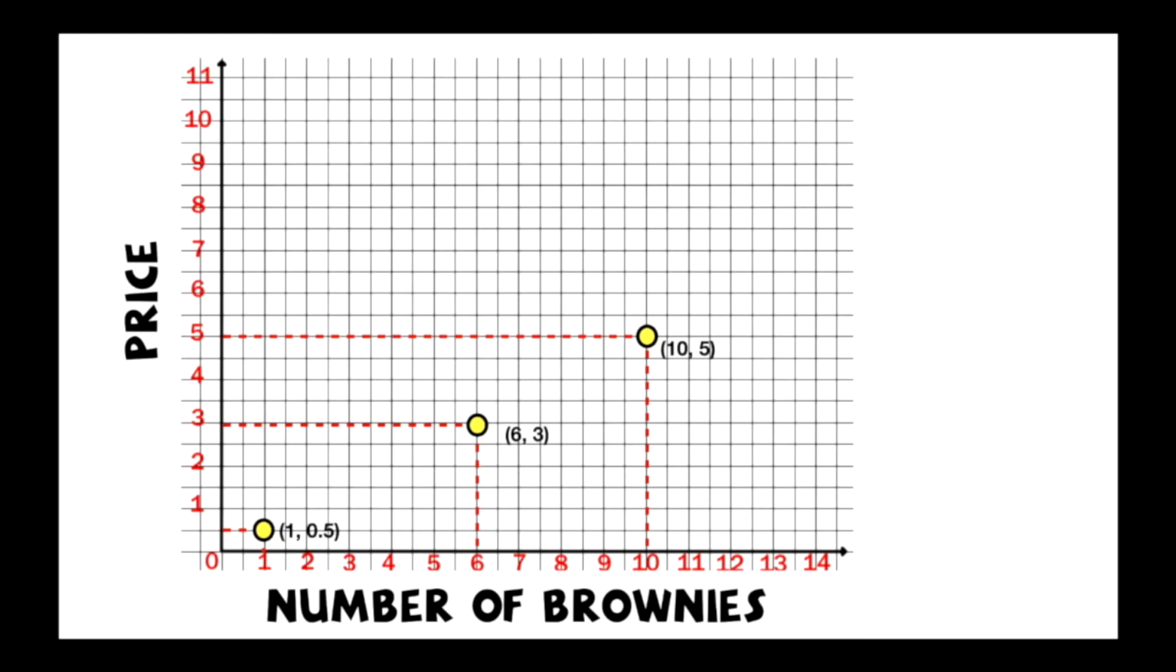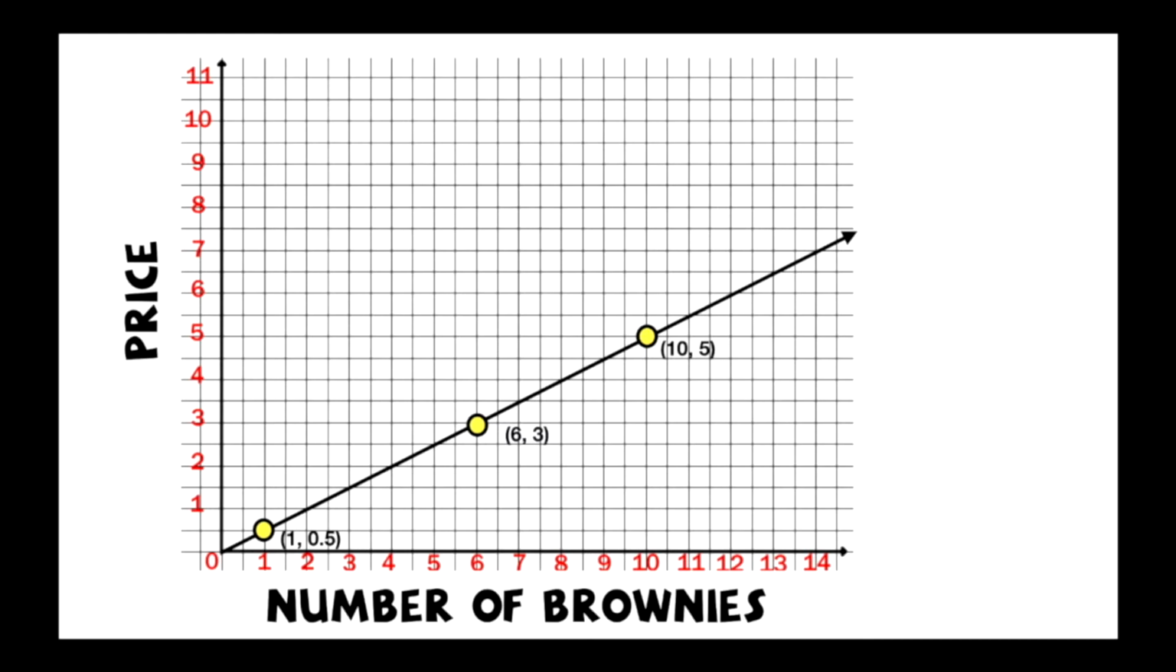I have (1.5), (6, 3), and (10, 5). They all show the ratio relationship between the number of brownies and the price. The number of brownies here is the independent variable because the price will depend on how many brownies I actually buy. But the cool thing about this is that if I connect all these points together, it's forming this nice line that will help me determine other relationships between the number of brownies and the price.